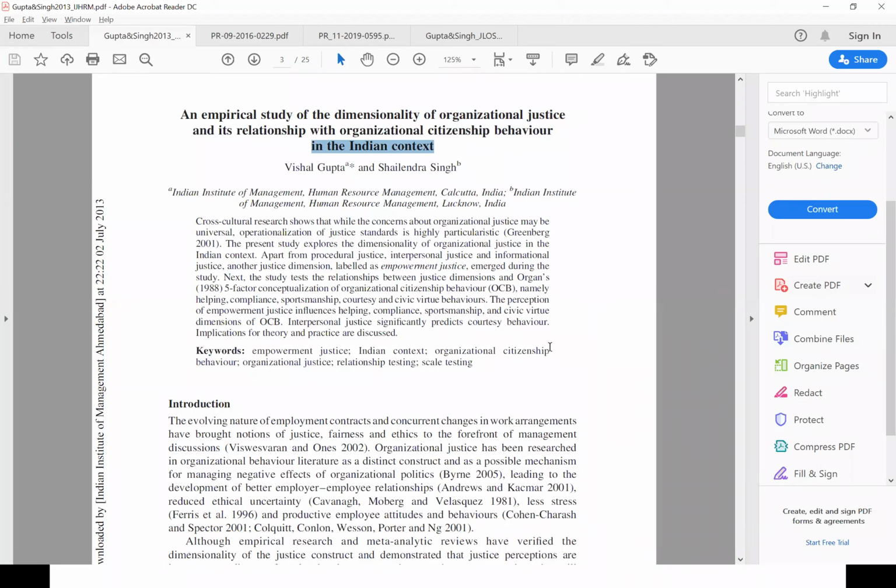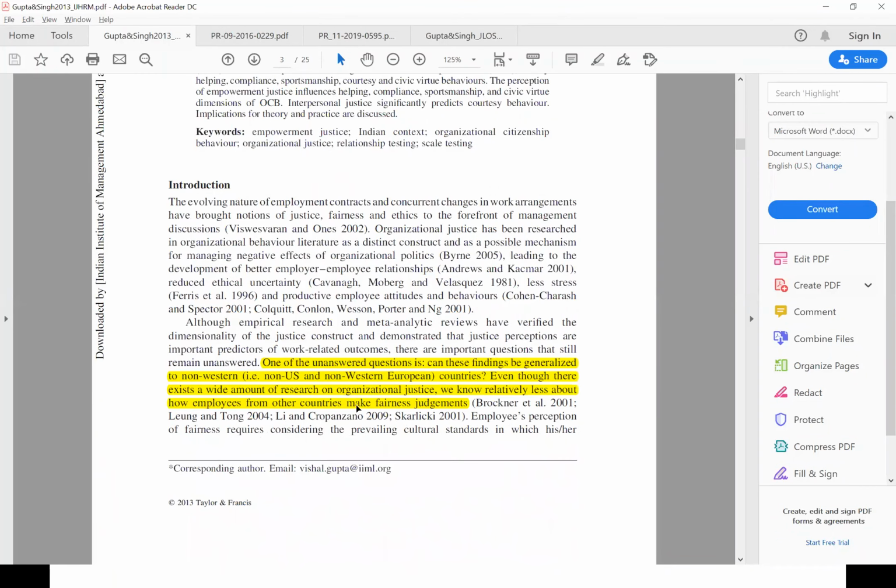Right? So this is a paper which very clearly says that I want to test the dimensionality of organization justice in the Indian context. So the present study explores the dimensionality of organization justice in the Indian context, and then we talk about different justice, and we then test its relationship with OCB. Now, if you look at the introduction, my question is very clear. I want to examine the dimensionality of justice in the Indian context.